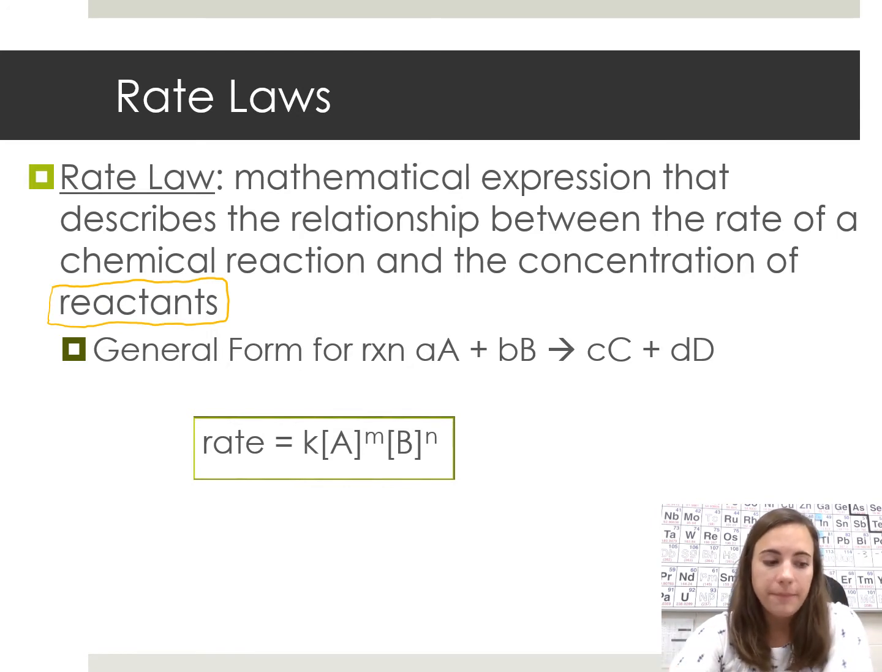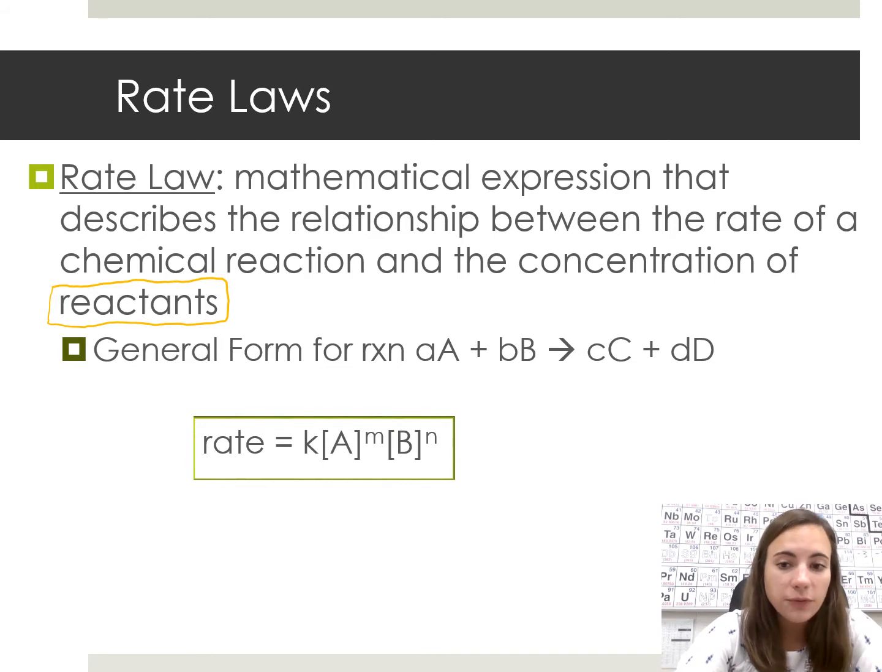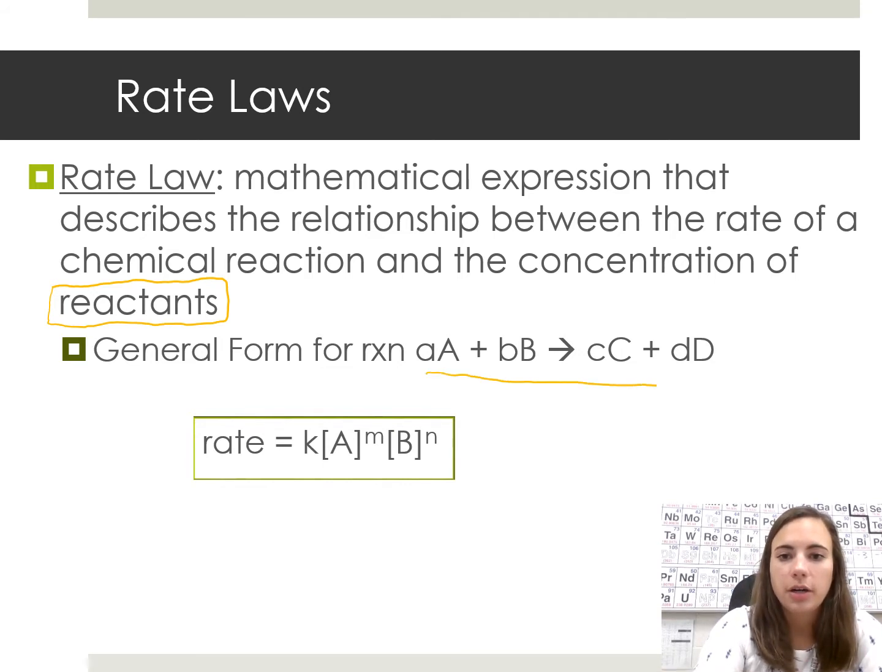So for the generalized form of a rate law, if we have this reaction here, the lowercase letters are my coefficients and my uppercase letters are my substances, the rate equals K times the concentration of A to the M, concentration of B to the N.